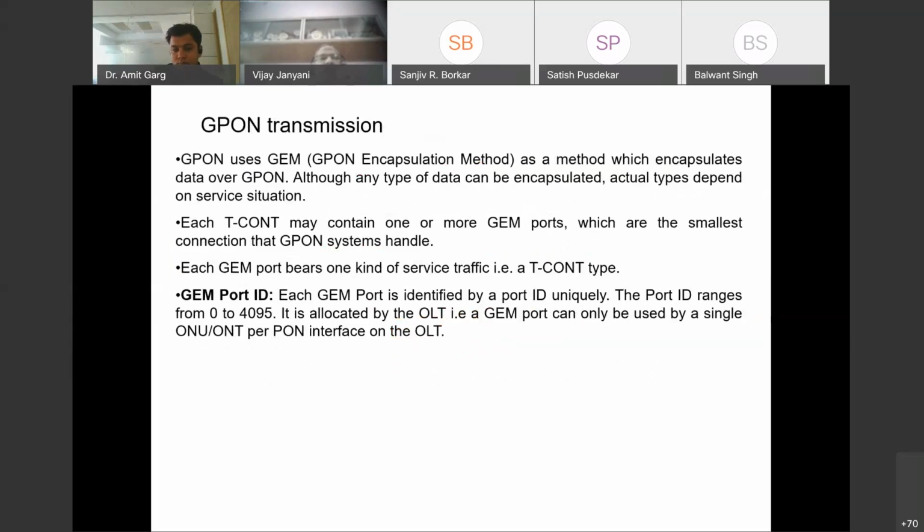Now there is something called GEM, which is GPON encapsulation method. That is the full form of this. G is for GPON, and it encapsulates the data over GPON. Although any type of data can be encapsulated, actual data types depend on the service situation. Each ONU has a GEM port ID. This GEM port ID is there on the next slide.